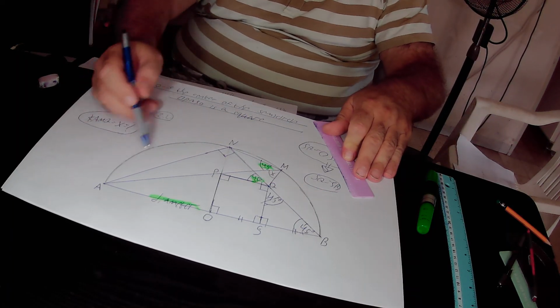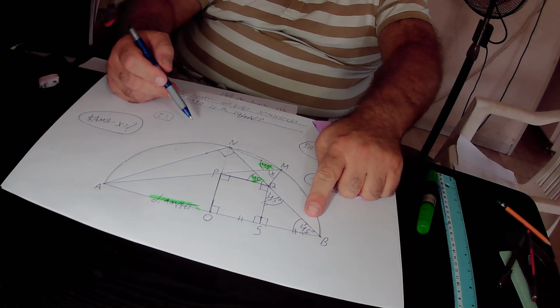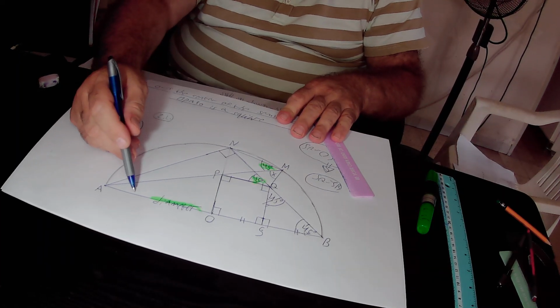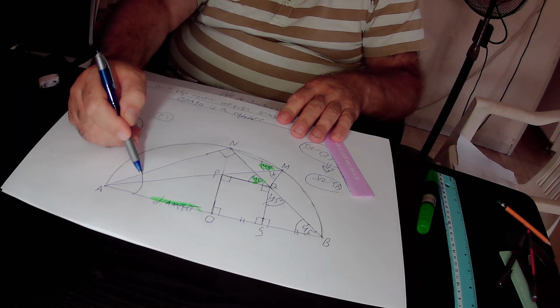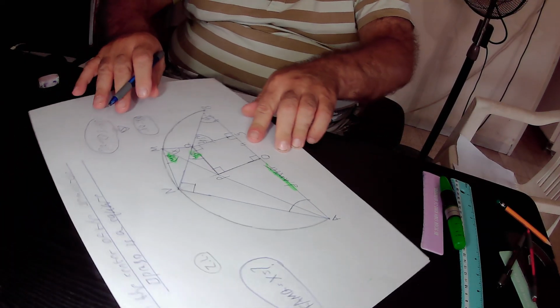So in the right triangle ANB, this angle equals 45 degrees, this angle equals 90 degrees, and therefore this third missing angle must be equal to 45 degrees in its size, according to the rule that the sum of the angles in any triangle is equal to 180 degrees.